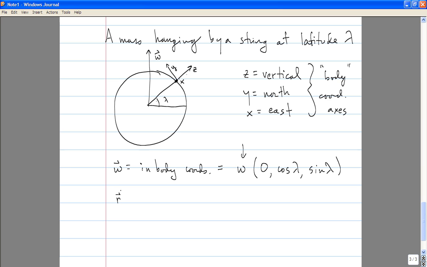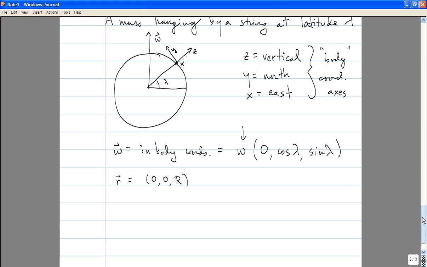If we have a mass hanging by a string, let's let that mass be located at the point 0, 0, r in body coordinates, where r is the radius of the Earth. Let's imagine that the mass is not moving, so that the Coriolis force vanishes, because the Coriolis force was proportional to the velocity of the object under consideration. So we just need to compute the magnitude of the centrifugal force.